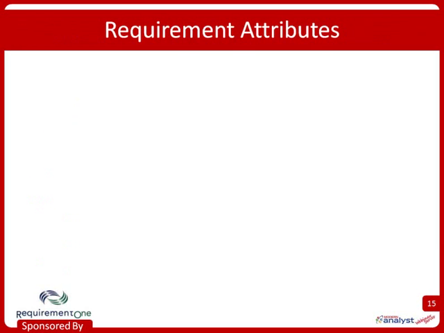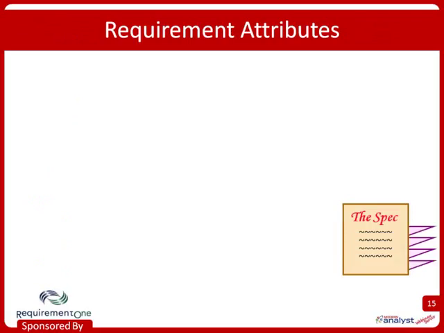Now, I think it's often a good idea to store additional information, attributes, about each functional requirement that go beyond the textual statement of the desired system behavior. So if I think of a specification as being kind of two-dimensional here, I think of the attributes as giving us a third dimension of information behind each of the statements in the specification, so that we have a much richer understanding of each of those.